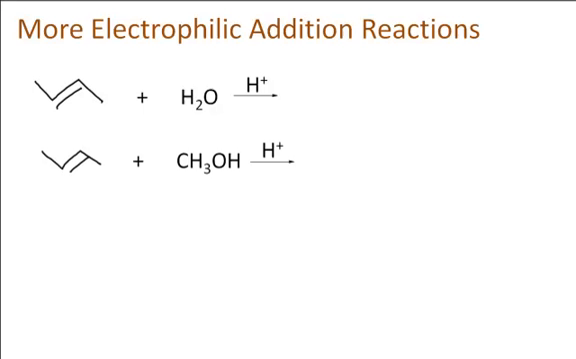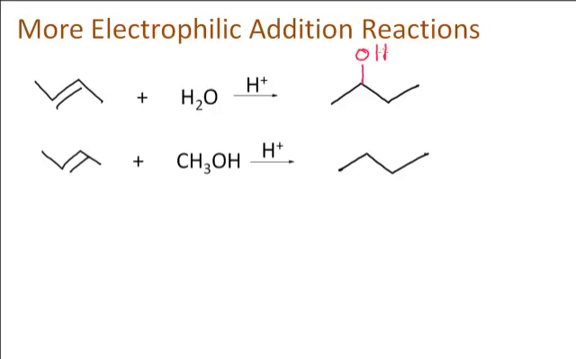You'll often see the catalyst for a reaction written over the reaction arrow. I told you in our last video that you will often see the solvent underneath the arrow. Well, we put the catalyst over the arrow. In our first example, our product is going to be an alcohol, and in our second example, our product is going to be an ether.